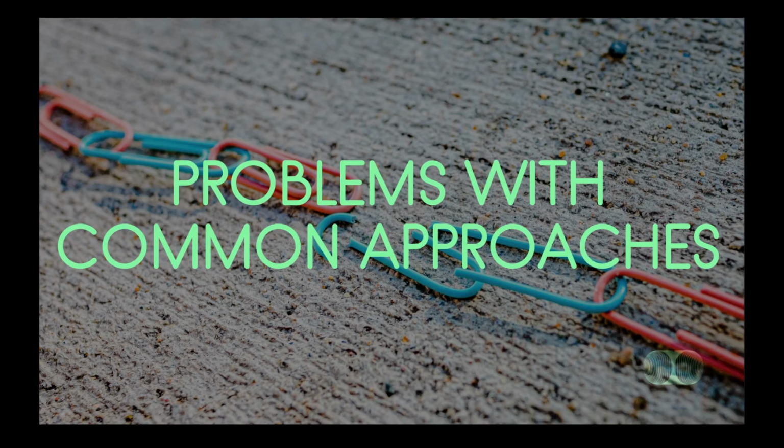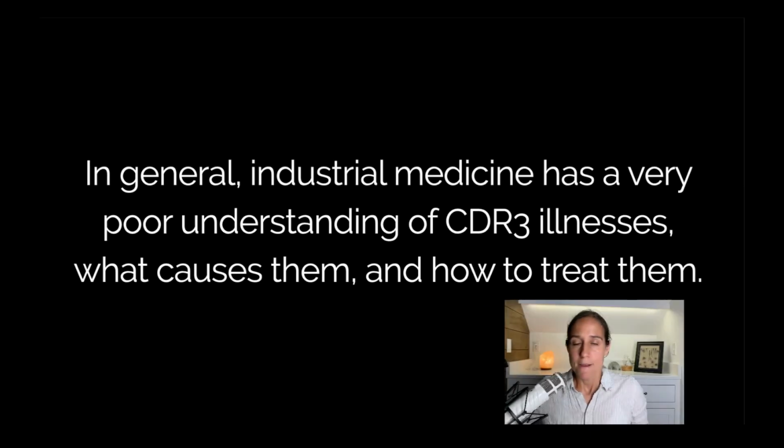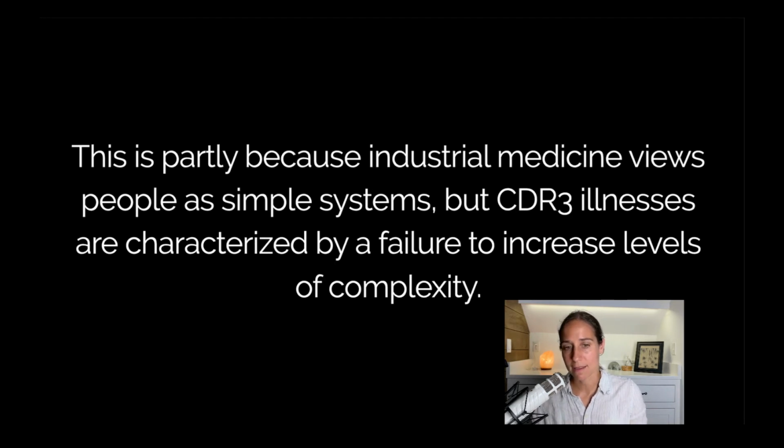So looking at some of the problems with common approaches, in general, industrial medicine has a very poor understanding of CDR3 illnesses and what causes them and how to treat them. And this is partly because industrial medicine views humans as simple systems where we can isolate a variable and then do one thing and then hope that we can predict something else. But humans are complex systems. I mean, that's not in dispute.